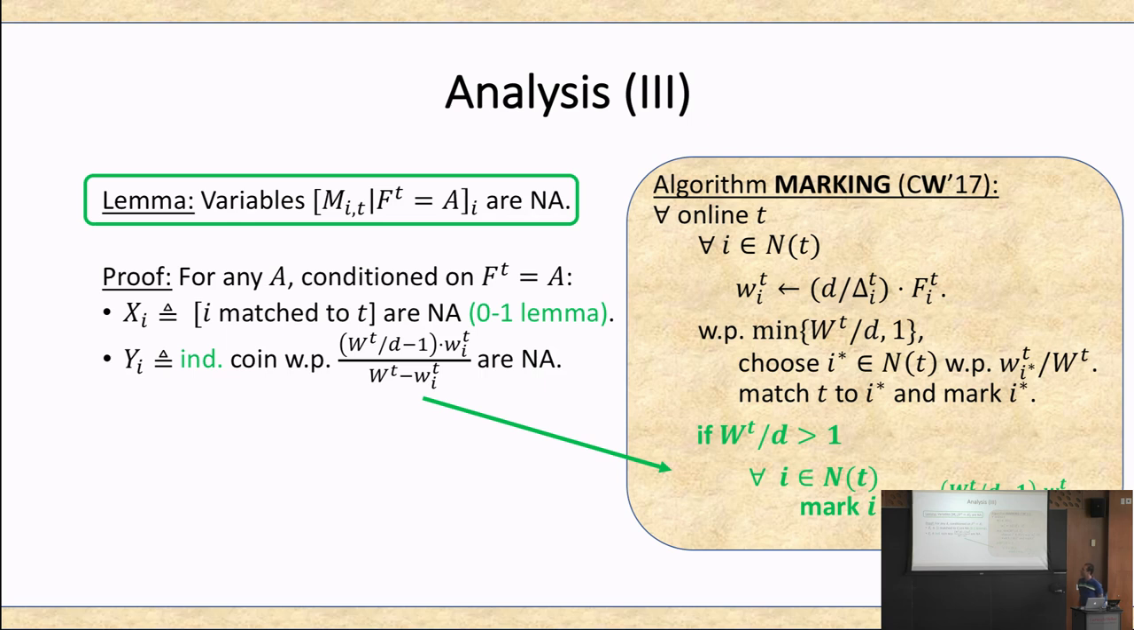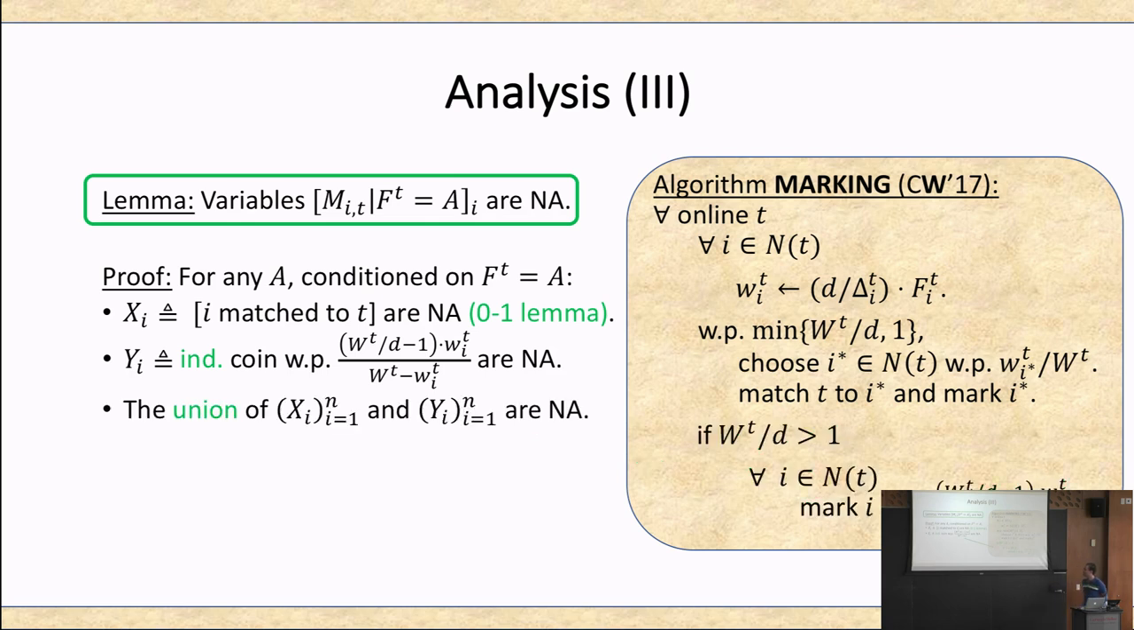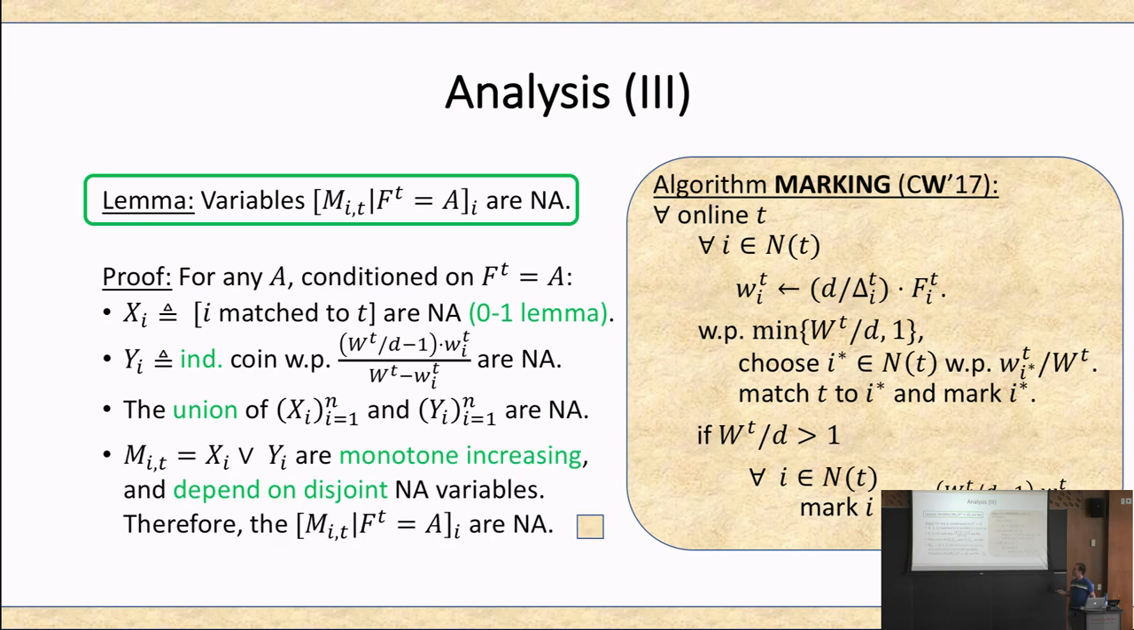On the other hand, if we toss independent coins with the right probability, they're NA because they're independent. The union of these is independent, right? The Xi's and the Yi's are independent, so their union is itself NA. And finally, M_IT is just the OR of Xi and Yi. These are monotonically increasing, depend on disjoint variables, so they're themselves NA. The proof is very simple. We don't need to calculate anything.